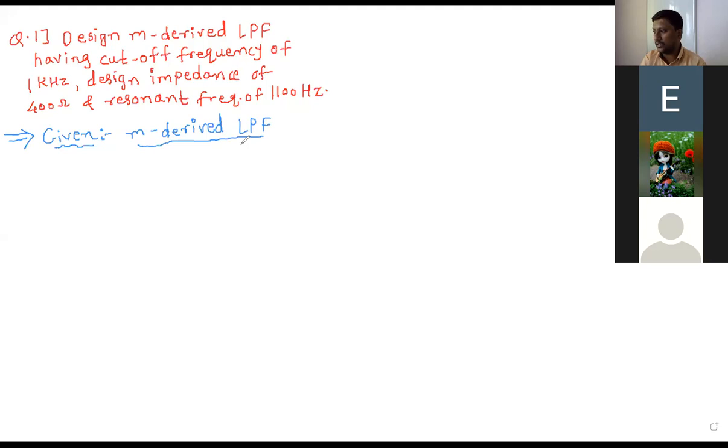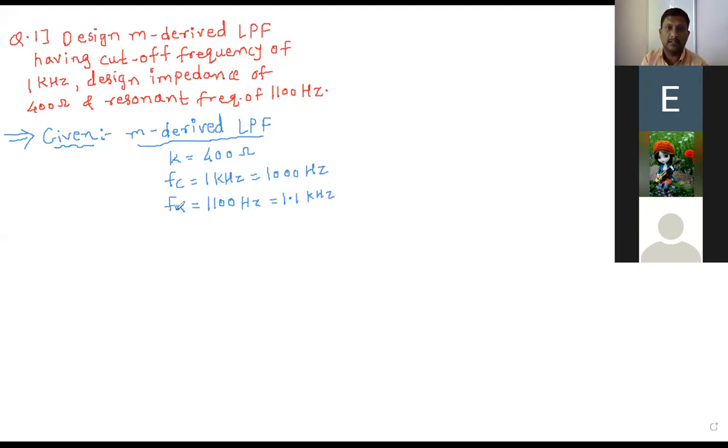Okay. So what are the given things? You can note down. What is the K value? Design impedance means K value. So that is given as 400 ohm. Next, cutoff frequency, which value have they given? FC or F alpha? FC. Yes, FC is given as 1 kilohertz. So you can note down 1 kilohertz, or you can write 1000 hertz. Next, resonant frequency is given, F alpha. So that is 1100 hertz, that is 1.1 kilohertz.